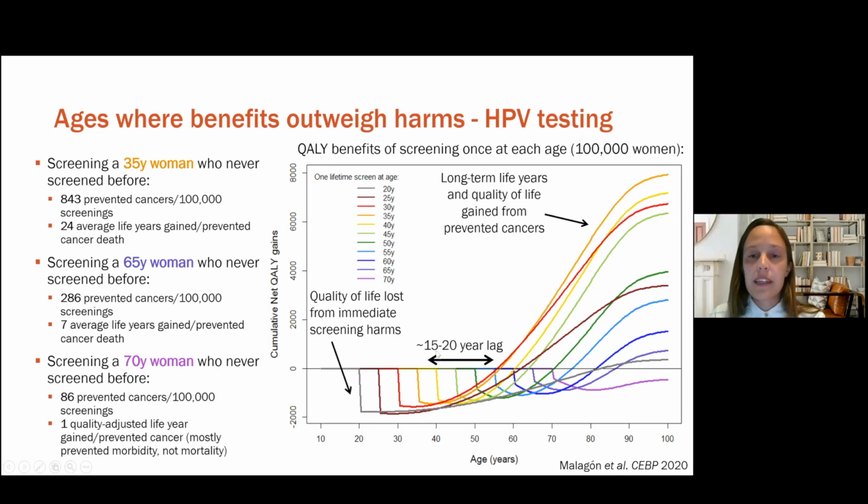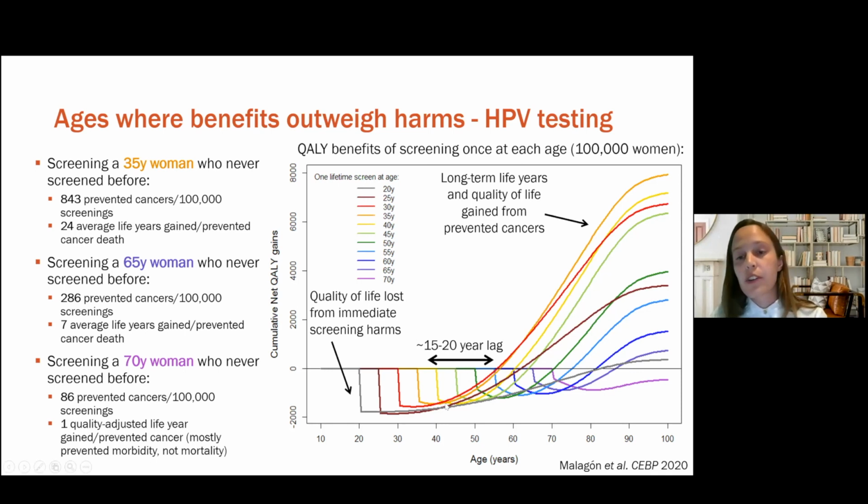So you can see, if we look at the orange line here, which is what happens if you screen a woman who is 35 years old, you see that there is an immediate loss of quality of life due to the immediate screening harms. So many women are HPV positive and they are anxious because of that. Many of them have to be treated.